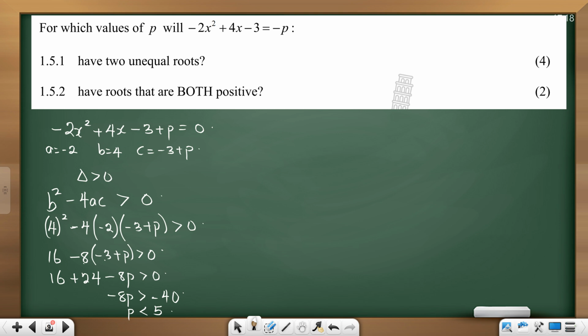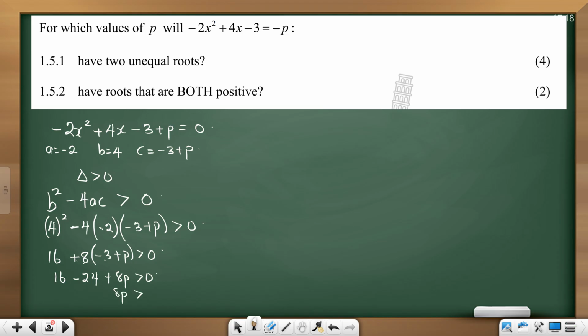Wait, something is wrong here. This is a positive. Negative times negative is positive, yeah. I just noticed that something is wrong. Negative times negative is positive. Okay, 16 minus 24 plus 8p, yeah.